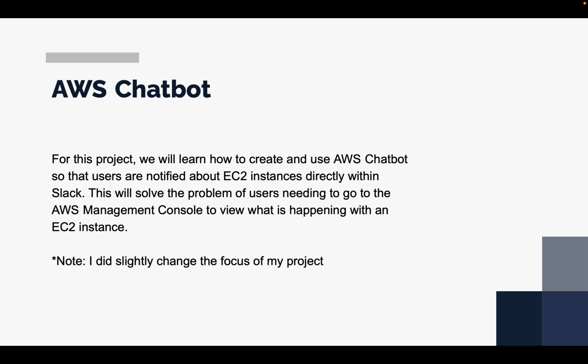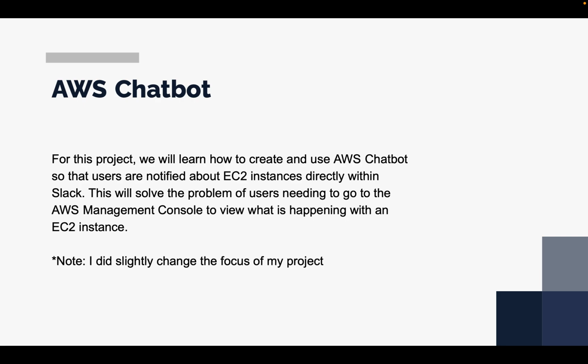This would solve the problem of users needing to go to the AWS management console to view what's going on in their EC2 instance. We can look at Slack, and it gives us a bunch of information, a graph, and so on and so forth about what is happening in the instance.